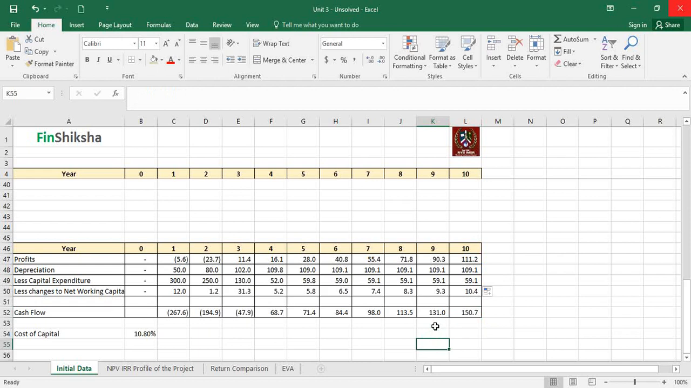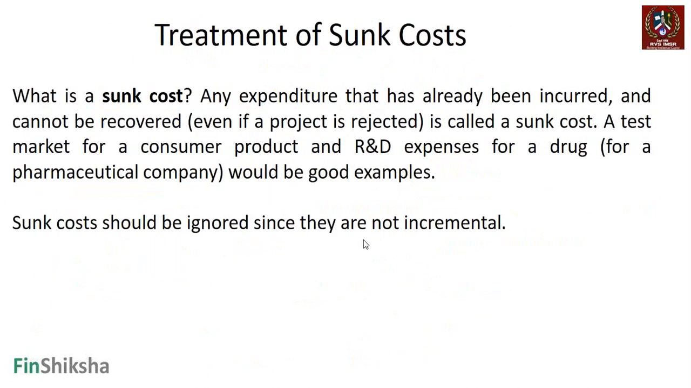Now we can extend this analysis in terms of how we discount it. Remember, the cost of capital we had already calculated as 10.8%. We can go back to our discussion and look at some of the other features that are important. So the first part is treatment of sunk cost. What do we mean by sunk cost? Any expenditure that has already been taken that cannot be recovered, even if the project is rejected, is called a sunk cost. Market research, tracking of market for a consumer product, R&D expenses, these are all good examples, right?